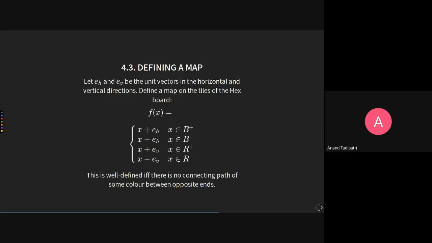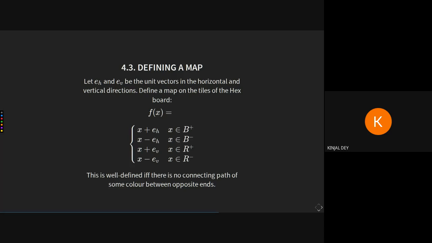So is this all? Does this always make sense? Can you take a random board and apply this map and get something well defined? Okay, let me try to make that more concrete. Can you get something that goes out of bounds? Like, can you push a tile off the edge? Do you think that's a possibility?